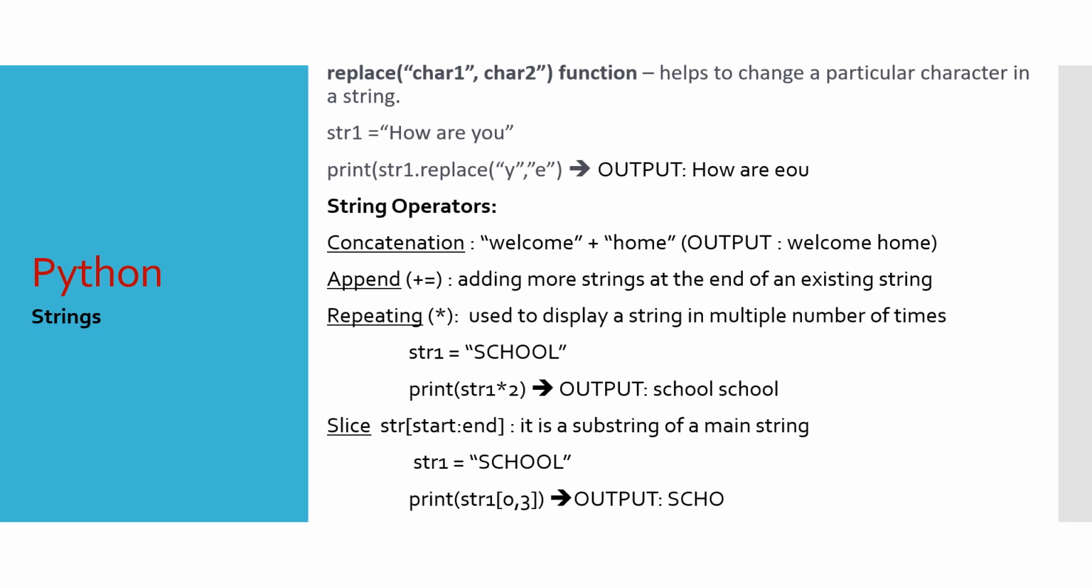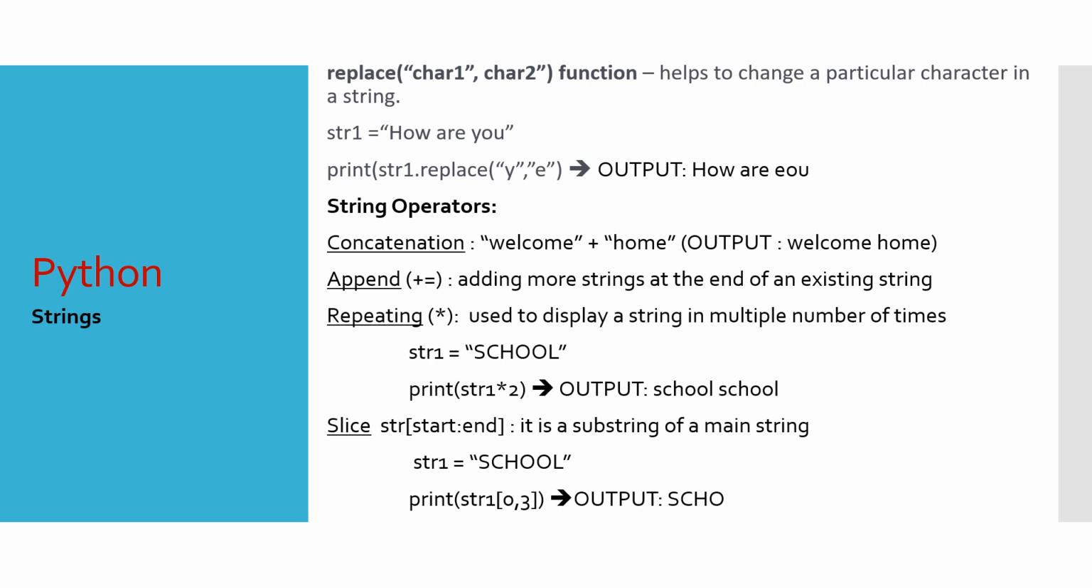Another one to know is repeating, which uses star. If you want to multiply, it's similar to duplicating. If you put a string and put a star and put 2, you will get that repeated twice. If you put 3, it will get repeated 3 times. Okay, you can do that.